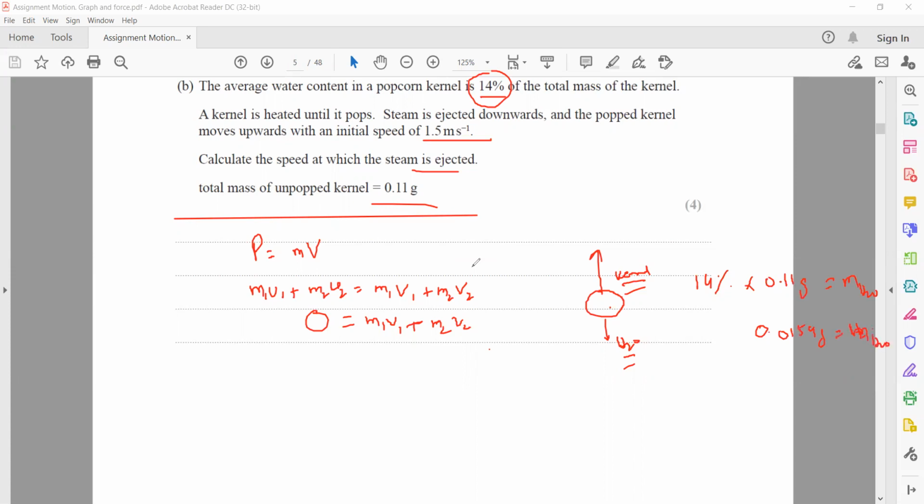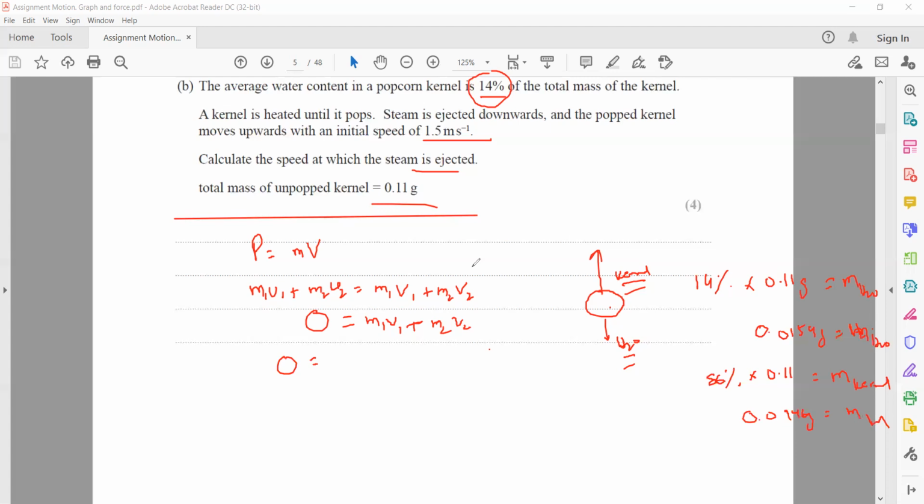And what about the mass of the kernel? If 14% is the mass of the water, then the remaining 86% will be the mass of the kernel. So this mass we get, we subtract from 0.11, that will be the mass of the kernel. This will come out as 0.0946 grams. We can convert into kilograms, that does not make a difference to the final answer, as we have to divide them.